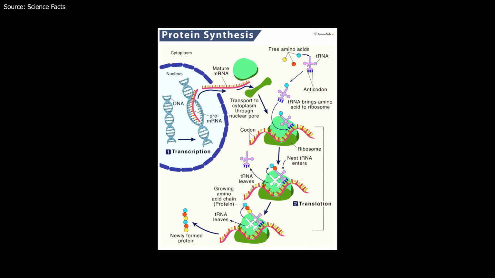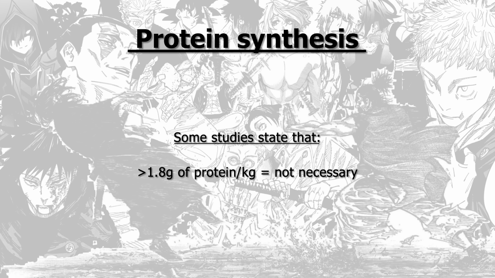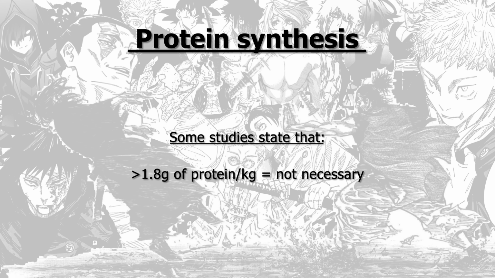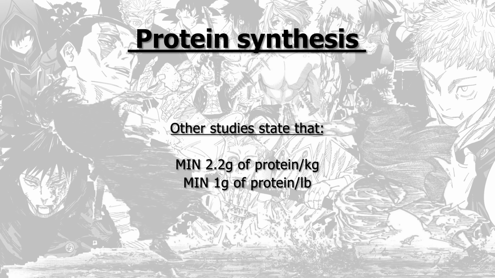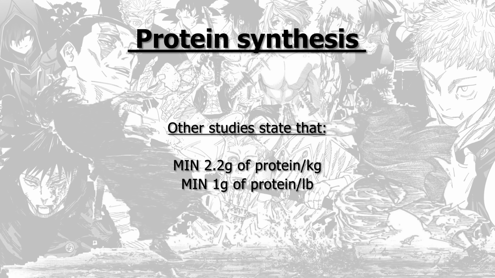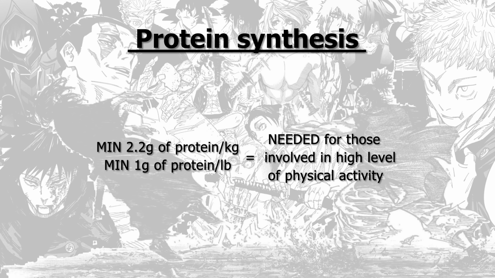Protein synthesis occurs via a lot of processes. I will not bore you with the details, but some studies state that having more than 1.8 grams of protein per kilogram of body weight is not necessary to muscle growth. That being said, some studies say that a minimum of 2.2 grams per kilogram of body weight, so 1 gram per pound, is needed for those involved in high level of physical activity.